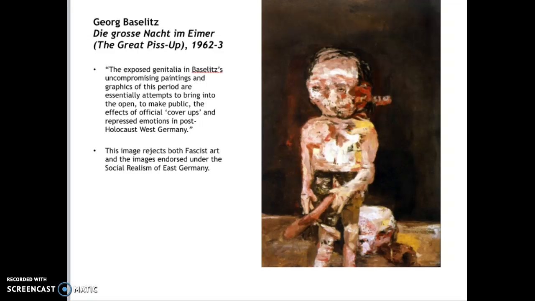When we come back, in relationship to some of the things that we have talked about in class, I'm going to be showing you guys a trailer to Baader Meinhof, which will talk about some of those things which arose during the 1960s as well. But so he's rejecting fascist art and the images that were endorsed under social realism in East Germany as well.